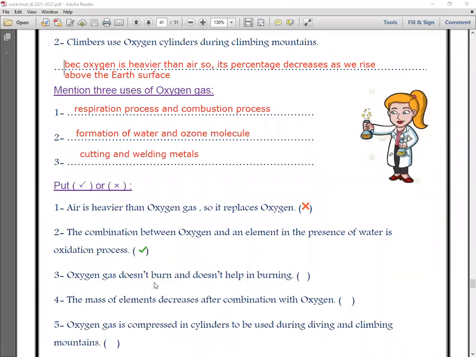Number 3, oxygen gas doesn't burn and doesn't help in burning. No, oxygen gas doesn't burn, but it helps in burning. Number 4, the mass of the element decreases after combination with the oxygen. No, the mass of the element increases after reaction with the oxygen. Number 5, the oxygen gas is compressed in cylinders to be used during diving and climbing mountains. Yes, this sentence is right.